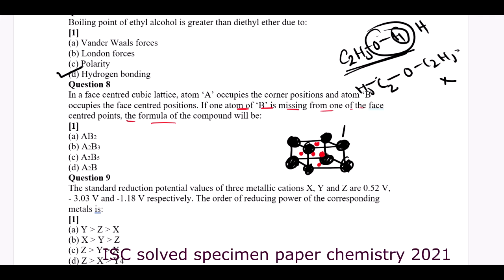Now we have the contribution of A atom, 8 phases, each phase contributing to other 8 cells. So 1 by 8 into 8 equals 1. That one is the contribution of A atom.